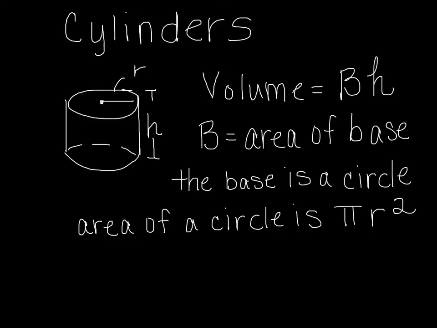Today we're going to be going over volume of cylinders. The formula for volume is the area of the base times the height. Alright, and the B, which is the area of the base, in this case if you look at the picture, the base is a circle. So we need to find the area of the circle, which is pi r squared.